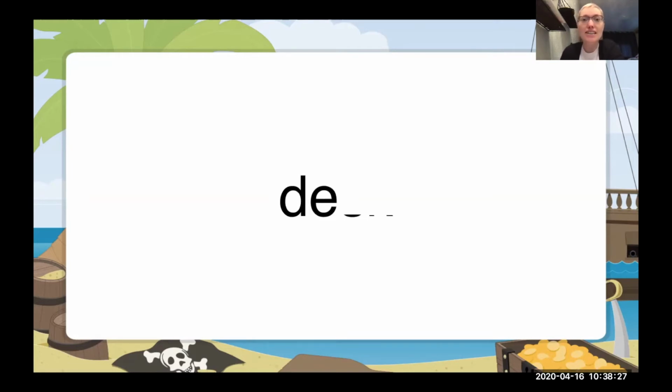When sk is heard at the end of a word, it is going to be SK. If we heard sk at the beginning of a word, it could be either or, but this being at the end, it's only going to be SK. We'll never have an SC at the end of a word. So we have an S and we have a K.